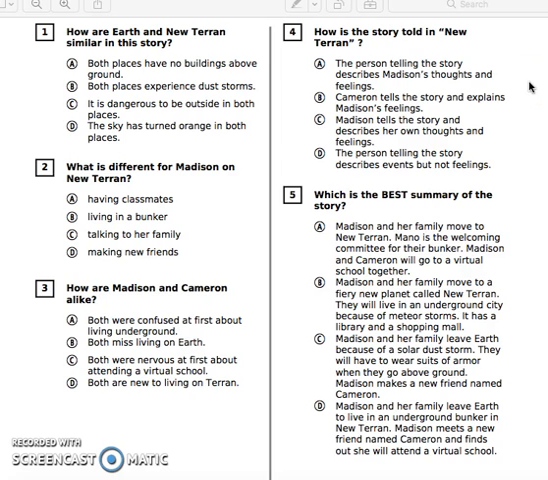How is the story told in New Terrain? A. The person telling the story describes Madison's thoughts and feelings. B. Cameron tells the story and explains Madison's feelings. C. Madison tells the story and describes her own thoughts and feelings. Or D. The person telling the story describes events but not feelings.